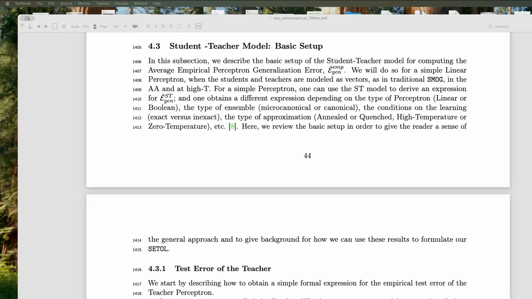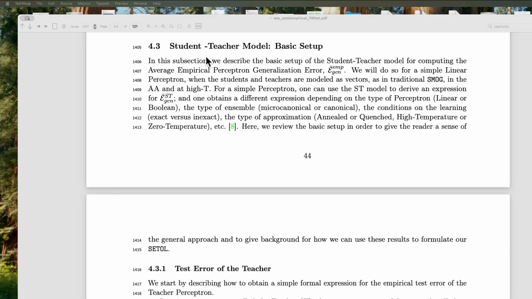This is our third session of going through the statistical mechanics of learning. And today I wanted to go through what's called the student-teacher model. The student-teacher model is a classic setup from statistical mechanics where you can compute the generalization error of a perceptron. This is very old stuff from the 1990s.